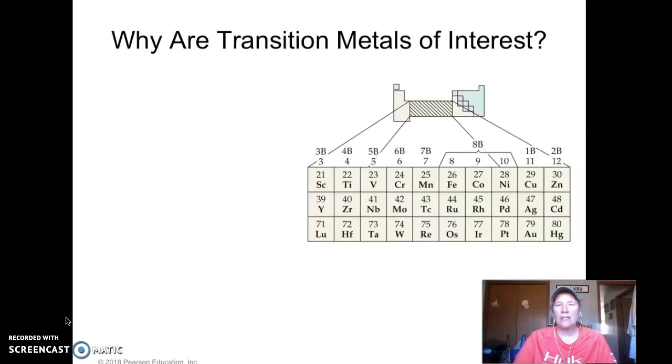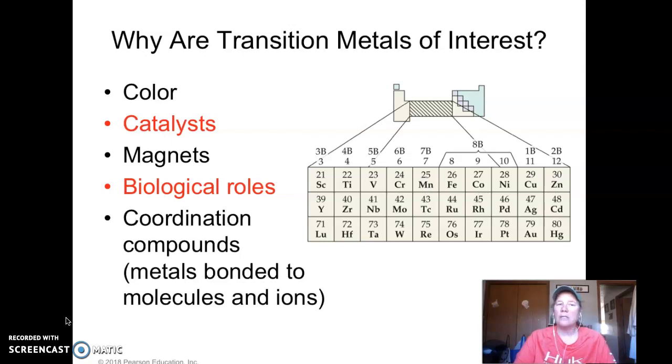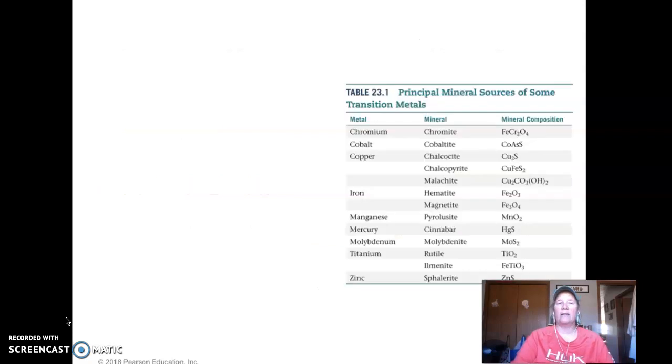Okay, the transition metals are the guys in the middle, the 3Ds, if you remember. Why? Well, what do they look at? They look at their color, if they're catalysts, if they're magnetic, what their biological roles are. Several of them are important micronutrients and their coordination compounds. In other words, when they bond to metals, or bond to molecules, or form ions, that kind of stuff. That's what they look at.